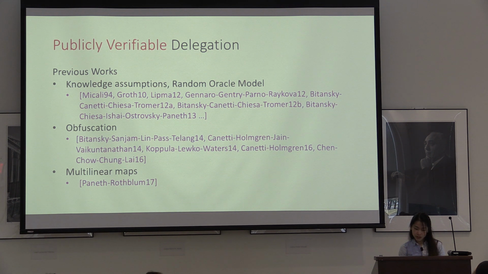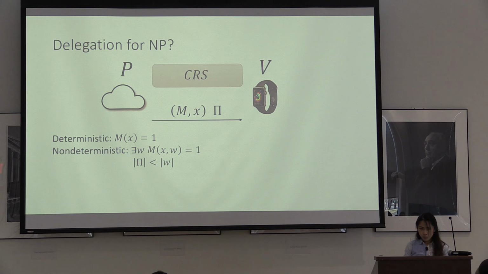So in this work, we're going to construct publicly verifiable delegation from a falsifiable assumption on bilinear groups, and we'll get to all of that later. But for now, I also want to just ask, so far I've talked about delegation for deterministic computations, but you could also wonder about delegation for non-deterministic computations, right?